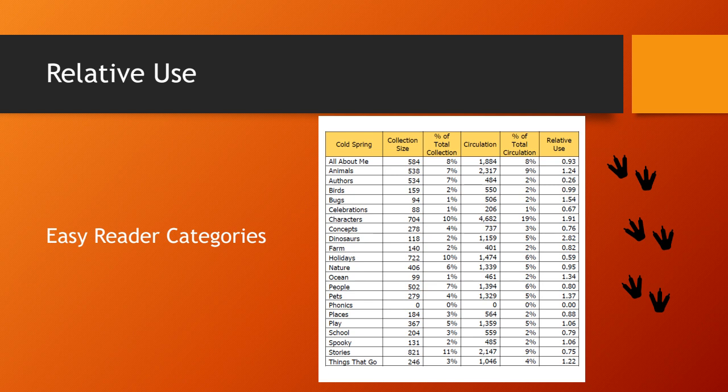So another, just a note on relative use before I move on. We use relative use throughout the year, not just during the formal assessment process. So each month when I generate weeding lists or when I'm working on selection, I can calculate relative use for whatever section I'm working on and see where I need to add more materials and where we want to encourage weeding.